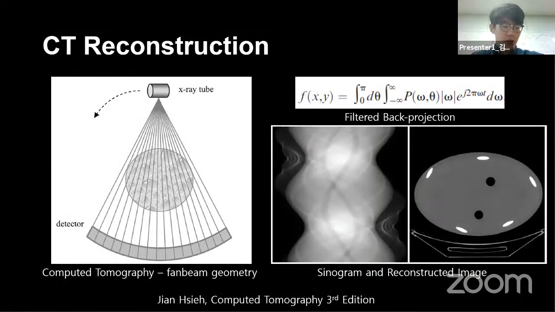In computed tomography, the data is acquired from X-ray projection into the object. The acquired data is called a sinogram, and the desired image can be reconstructed from the sinogram by filtered back projection. One of the problems of CT imaging is X-ray exposure to the patient, and repeated exposure has a bad effect on the patient. Here I want to introduce some research on CT image reconstruction that tries to tackle this problem.